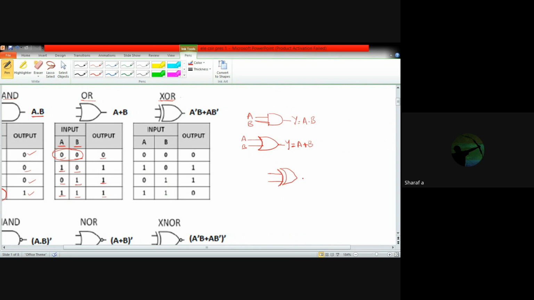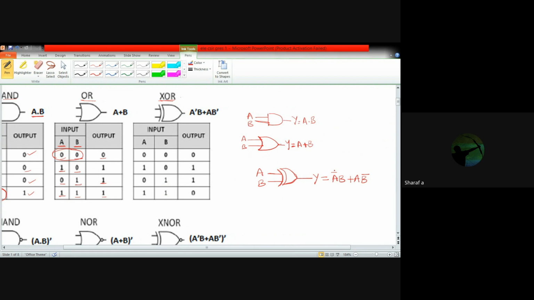In this case also, you need at least two inputs. You can see from here, A and B are the inputs, and your output Y will be equal to A bar B. A bar means A complement. Then plus A B bar. This is the output: A bar B plus A B bar. This is the output of the XOR gate.